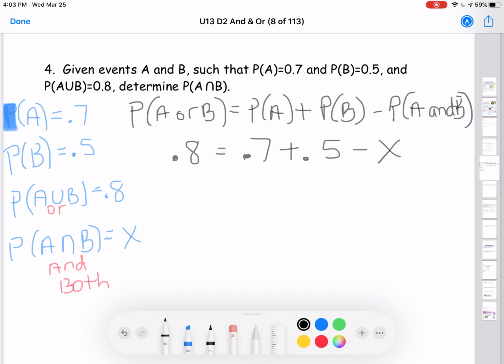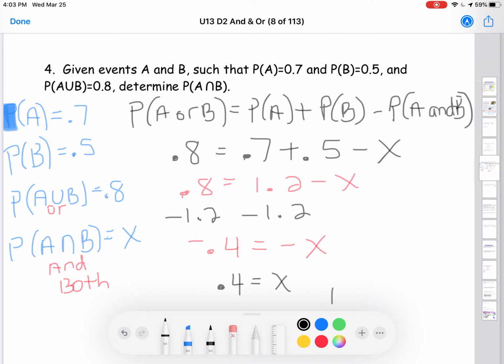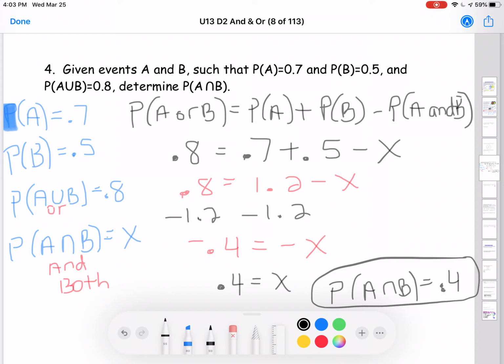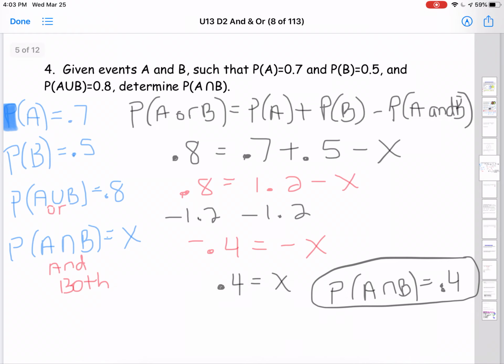Okay, so we just do some simple calculations here. So 0.8 is equal to, add these up in your calculator, 1.2 minus X. We're trying to solve for X, so I'll subtract 1.2. And we're left with negative 0.4 equals negative X, but now just divide through by a negative. So 0.4 equals X. So the probability of A and B is equal to 0.4. So that's just a little application of using the formula. Just write the information on the side and replace it.